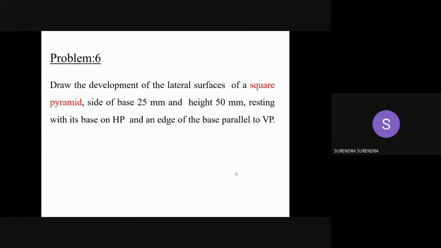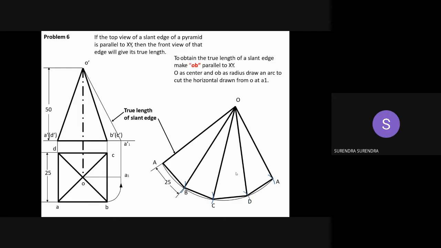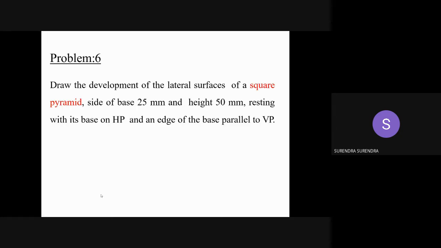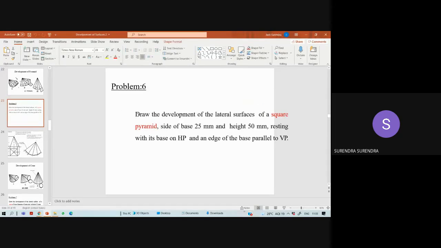So now to the next problem. Draw the development of lateral surfaces of a square pyramid, side of base 25 mm and height 50 mm, resting with its base on HP and an edge of base parallel to the vertical plane. So here we should draw the initial square. I will explain the first two problems on the board.